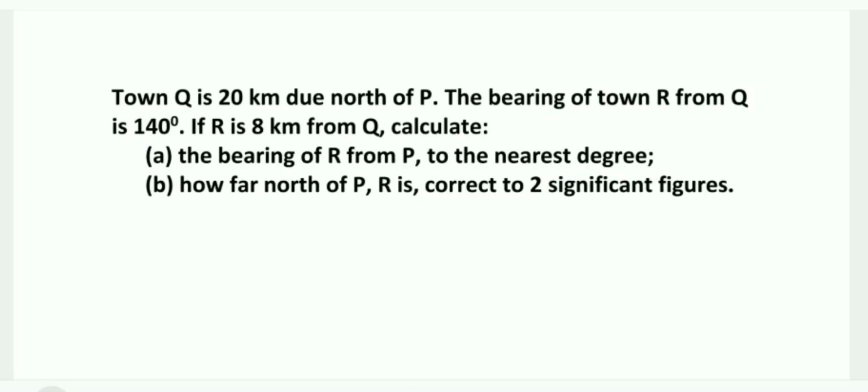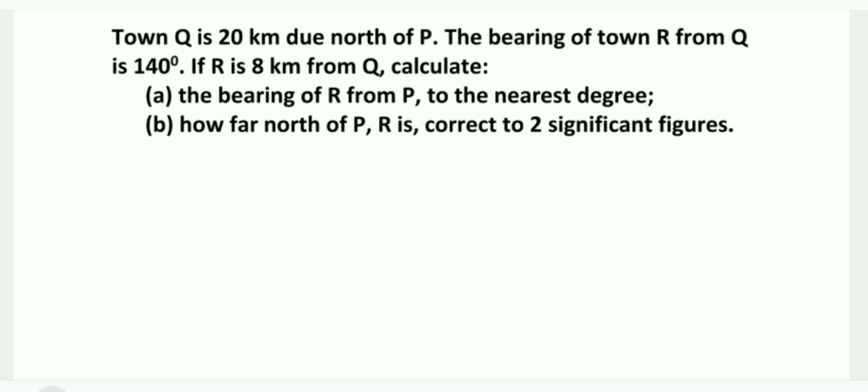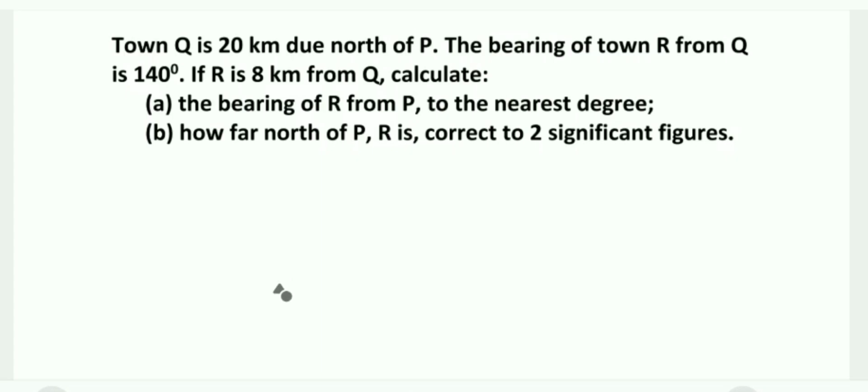So the first thing to do here is to read it again so that you have a better understanding. Town Q is 20 kilometers due north of P. That means for you to get the position of town Q, you start from a point P. So where is point P? We have no idea. But we need to pick a point and call it point P because that's going to be our starting point. We know where Q is only after we've gotten P.